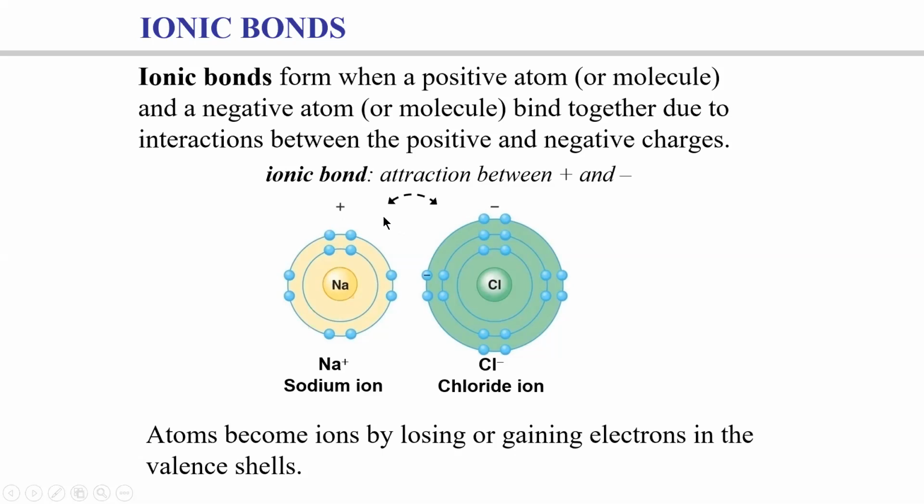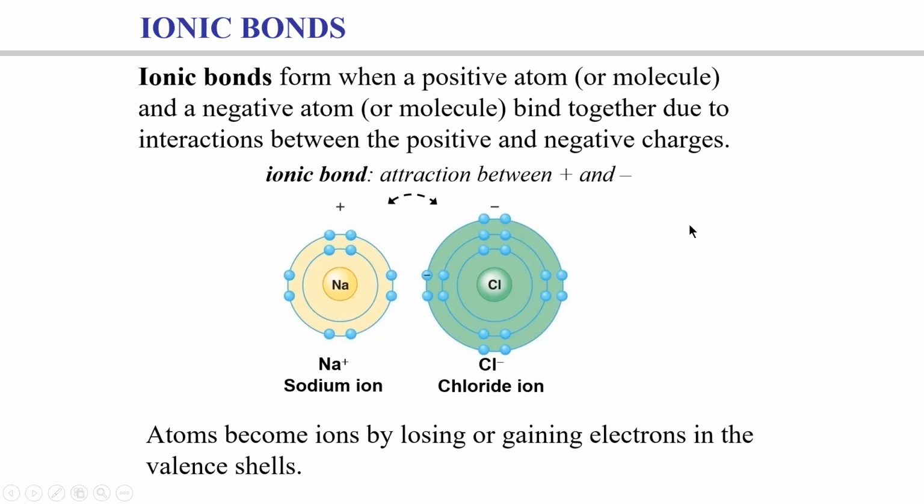If it gets close to a chlorine atom, it's just going to give that electron away to the chlorine atom. Remember, a chlorine atom has 7 electrons in its outer shell. It's only missing 1 to have a full outer shell. So the chlorine is going to take that extra electron, and now the chlorine has 1 more electron than it does protons. So chlorine is going to become negatively charged. Now, the sodium giving the electron to the chlorine is not what forms the ionic bond. Because the sodium is positive and the chlorine is negative, it's the attraction between the positive sodium and the negative chlorine that forms that ionic bond.